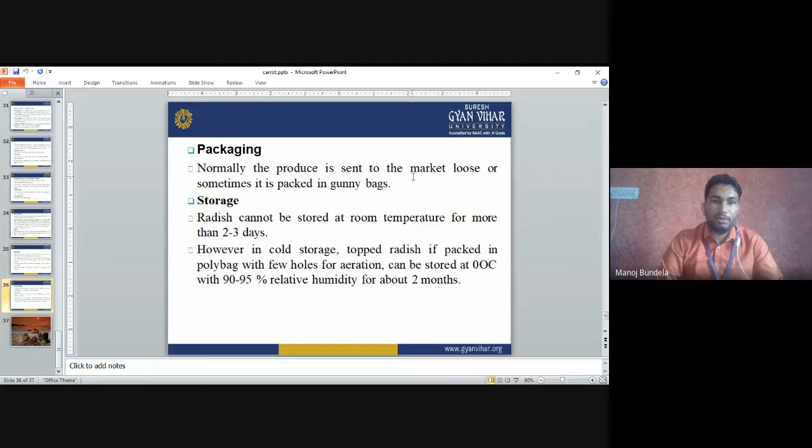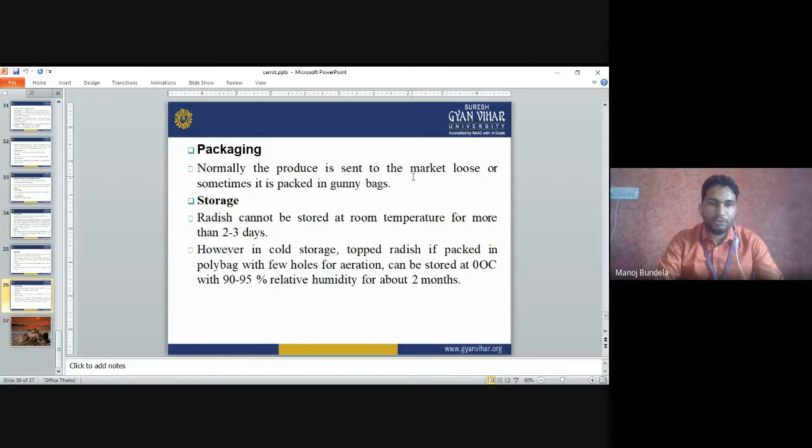Packing: normally the produce is sent to the market loose, and sometimes it is packed in gunny bags. Normally we can use loose produce or gunny bags for selling in the market. Storage: the radish can be stored at room temperature for more than 2 to 3 days.